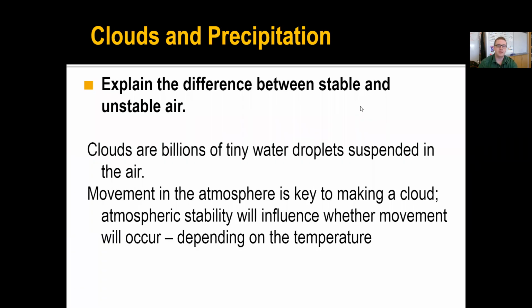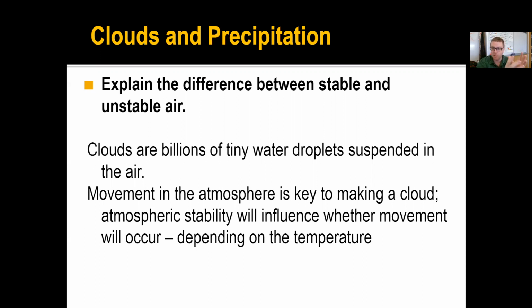First thing we have to do is look at the difference between stable and unstable air. Can we tell the difference between the two of those and how they play a role in this? Firstly, clouds. What is a cloud? Clouds are billions of tiny water droplets suspended in the air that have condensed because that warm moisture has risen high enough to that LCL mark where we're actually getting cloud formation to happen. The big key in making a cloud is we need movement of the atmosphere. We need that convection. We need movement from high to low pressure. We need wind. We need the atmosphere to move in order to make a cloud.